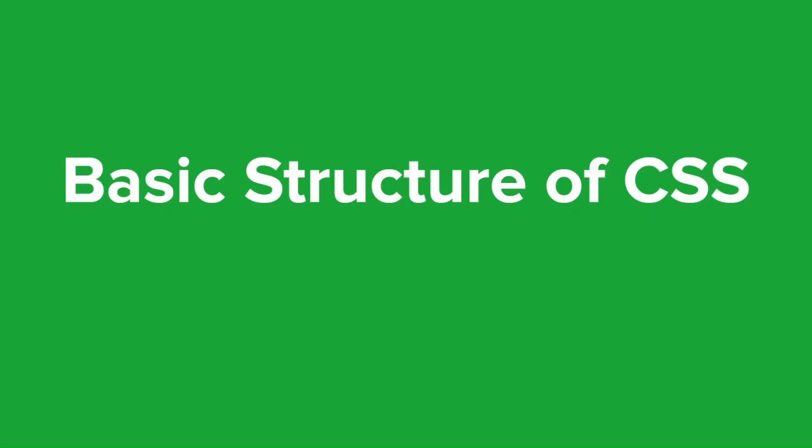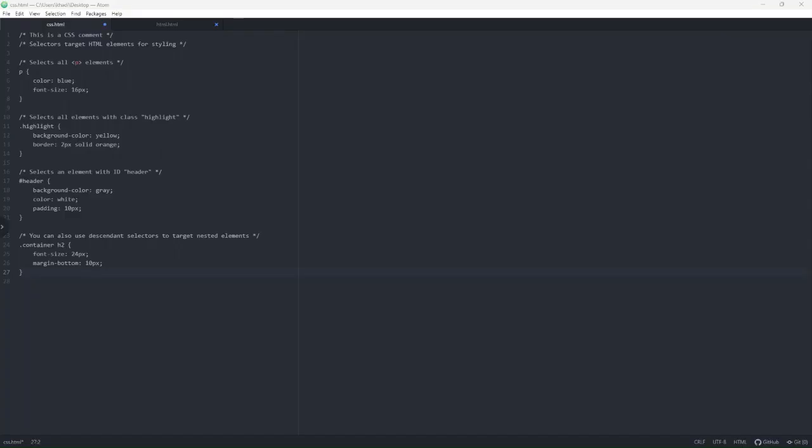So let's look at the basic structure of CSS, and this involves using selectors to target HTML elements and applying styling properties to those elements. Here's a simple example. So here you can see a basic example.